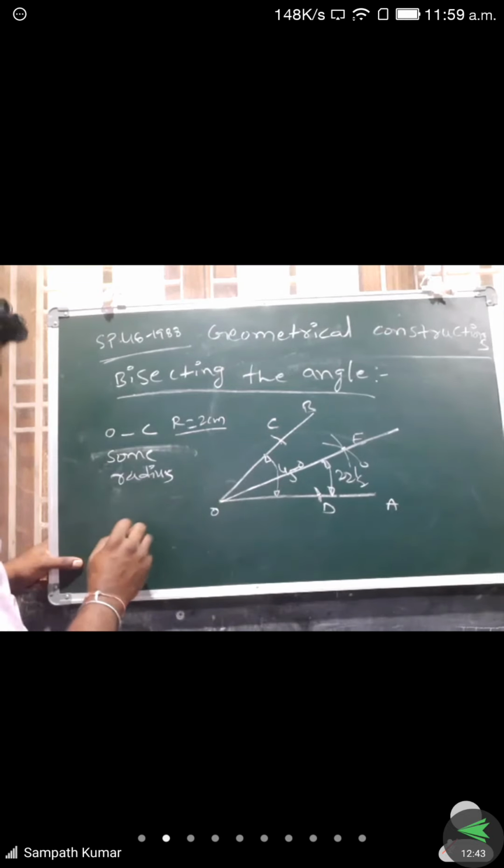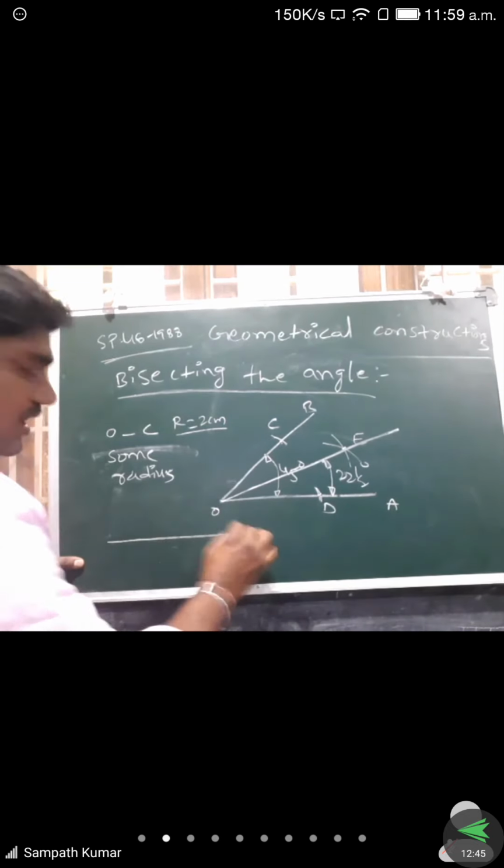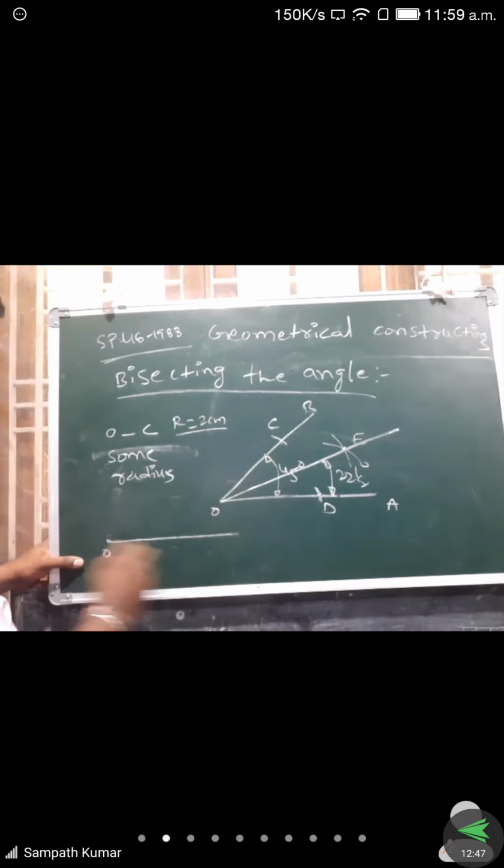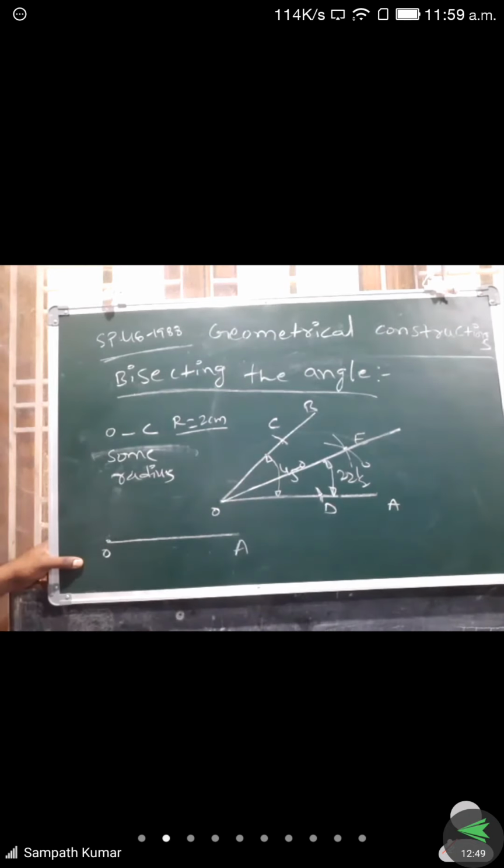Okay, first we have to draw the OA line, listen. OA line is a horizontal line. Next, we have to use the protractor, and we set the angle to 45 degrees.